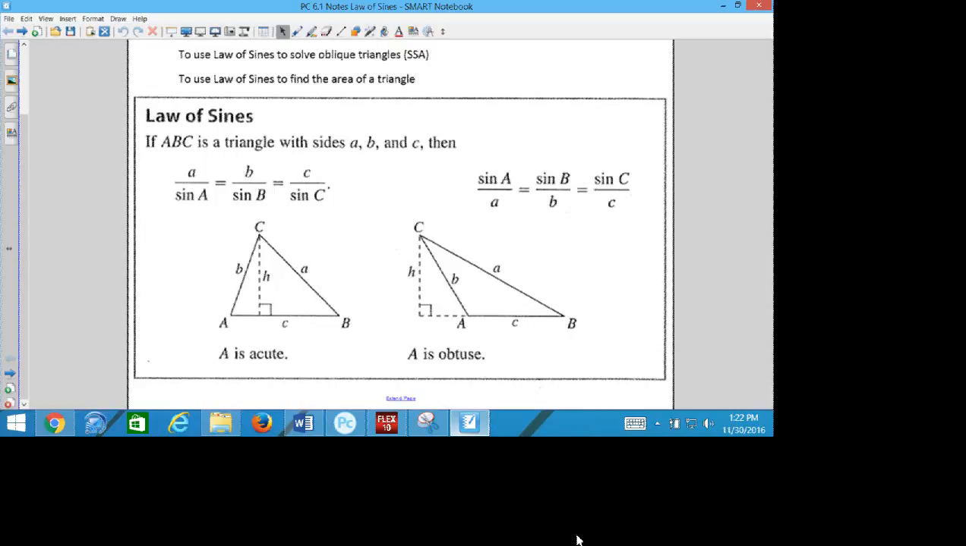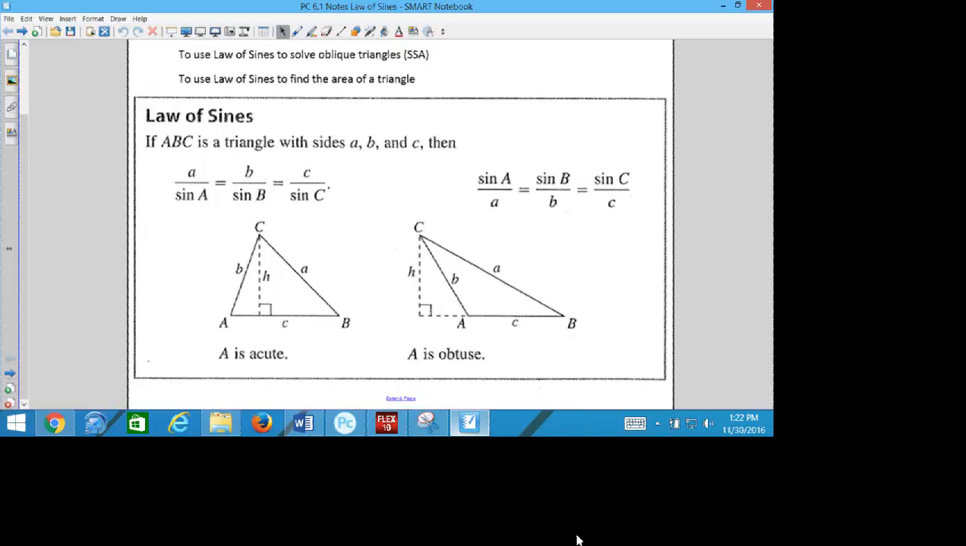So non-right triangles are called oblique. So you either have a right triangle or you have an oblique triangle. You can have an acute triangle, you can have an obtuse triangle. But law of sines is something that works on non-right triangles. So we can find missing sides and missing angles by using law of sines. It's very easy to memorize.